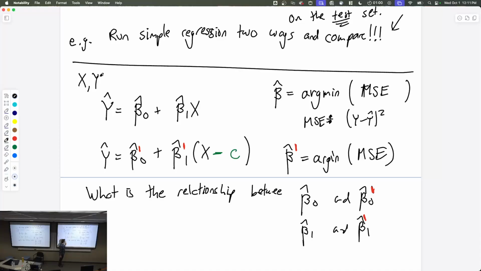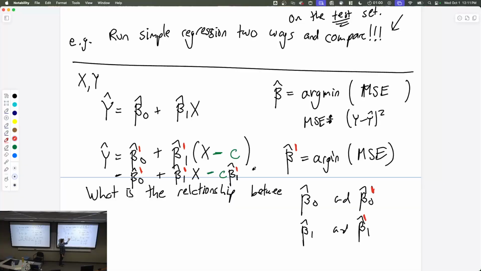What if we expand it out? What if we write it like this? Beta hat 0 prime, the new model, prime just means new, plus beta hat 1 prime, times x1, and then minus this c times beta hat 1 prime. Okay, and that equation looks very similar to that equation. What's the difference? Beta hat 1 got replaced with beta hat 1 prime.